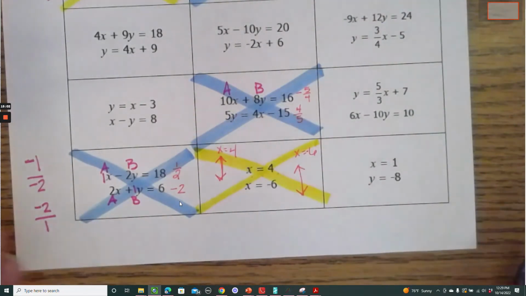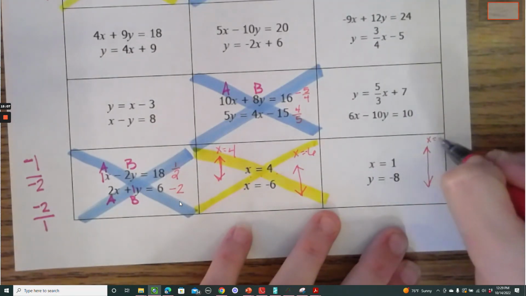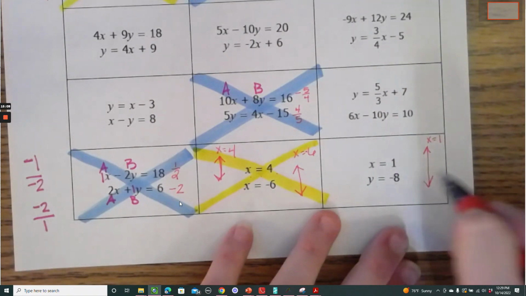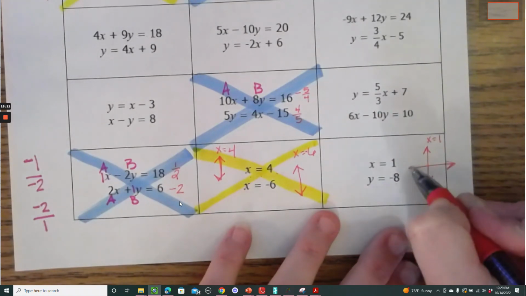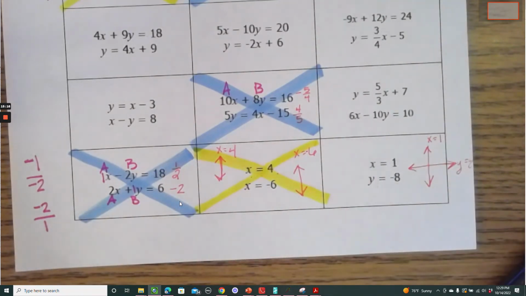All right, so x equals 1 is going to be a vertical line. y equals negative 8 is going to be a horizontal line. So what would you call those two? Perpendicular.